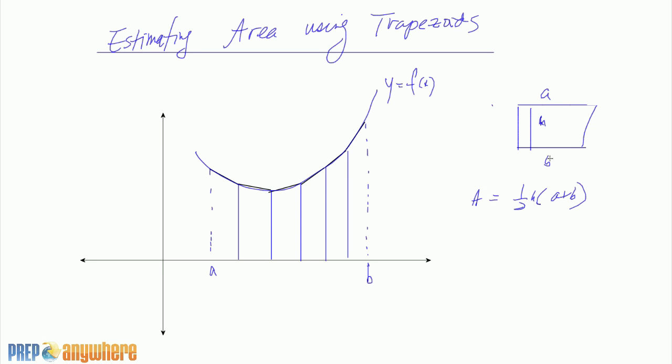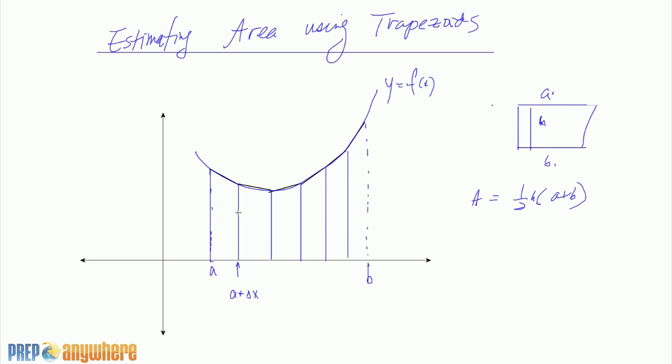So add the top and bottom, times it by the height, and divide by 2. Well, in our case, it's actually flipped sideways, right? So we need to add this and this. If that's A, this right here will be A plus delta x.